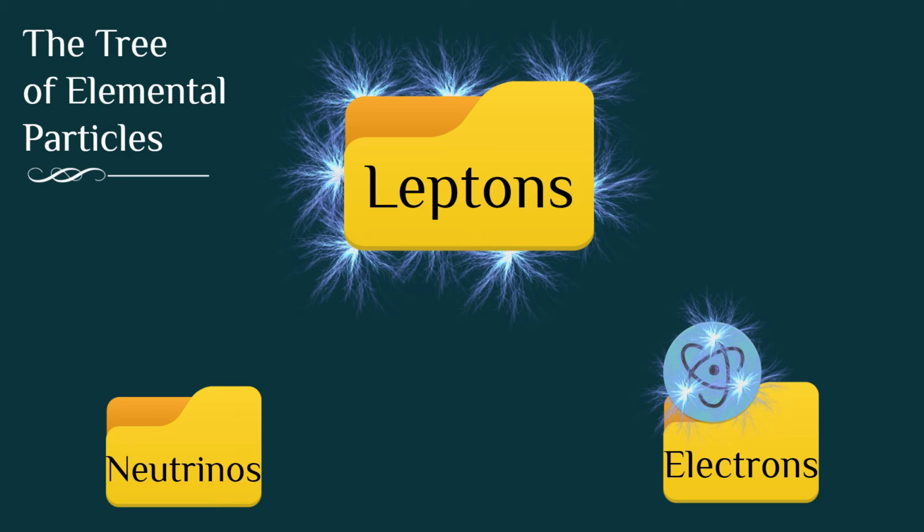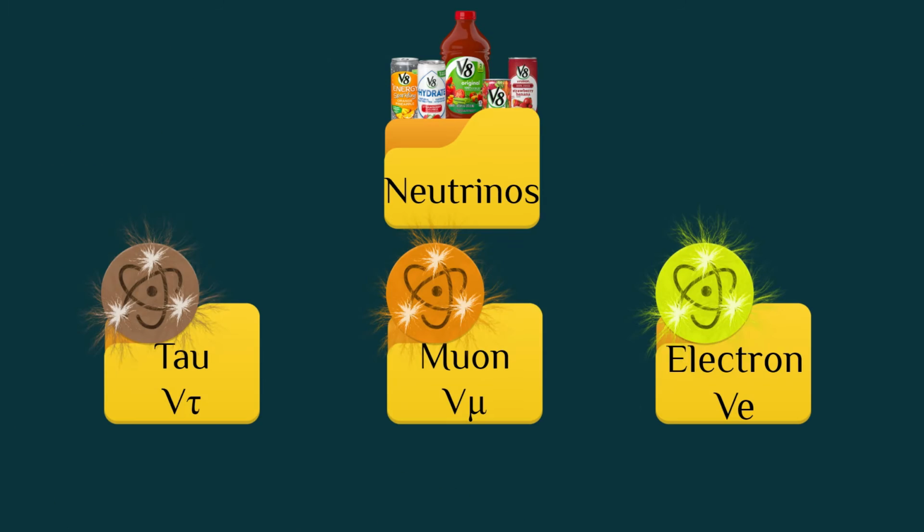Okay, so back under leptons, let's now go into neutrinos, which I like to signify with this little V8 bottle, because anything that's a neutrino starts with a V and then the letter. So, for example, the E in the electron would be a VE. I'll just show you here. So you can see these Vs.